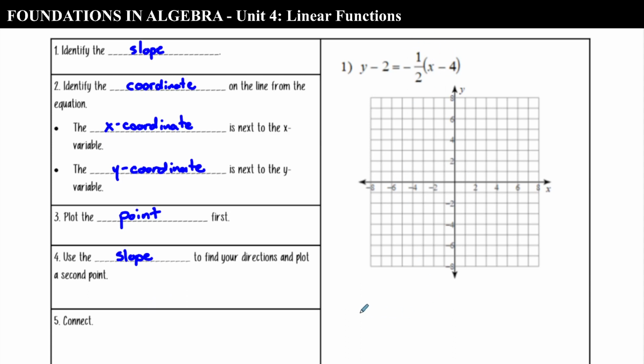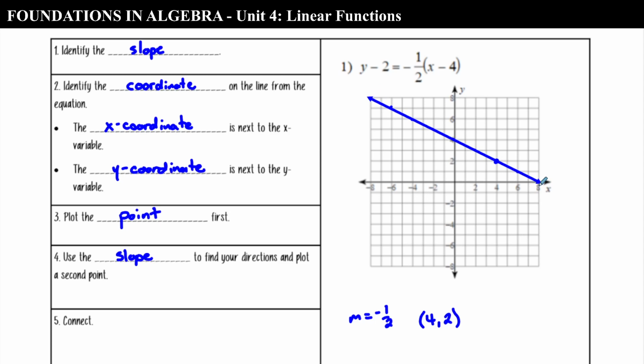So here's what we already determined. Our slope here was negative 1/2. Our point was 4, 2. We determined that above. So let's graph this. We go to the point 4, 2. We plot our point, and then we're going to use our slope from there. Negative 1 over 2, so down 1, right 2. Or up 1, left 2, and so on and so on. Then we connect our dots using our straight edge to draw our line.